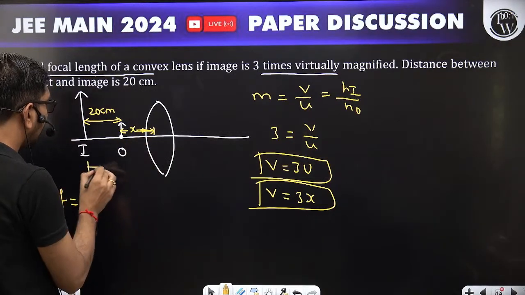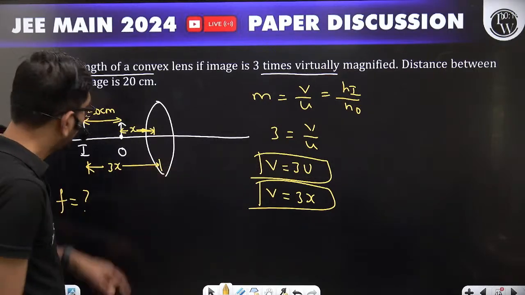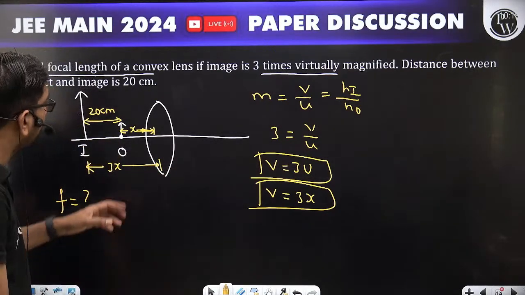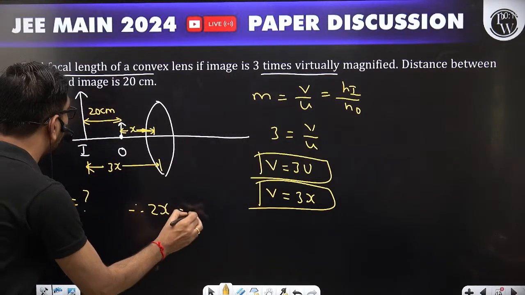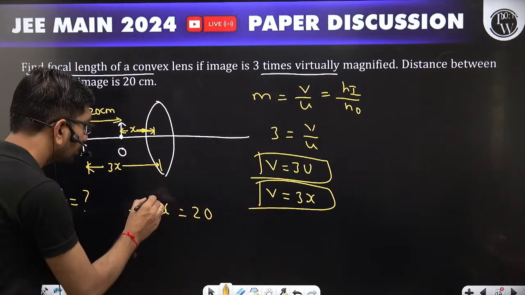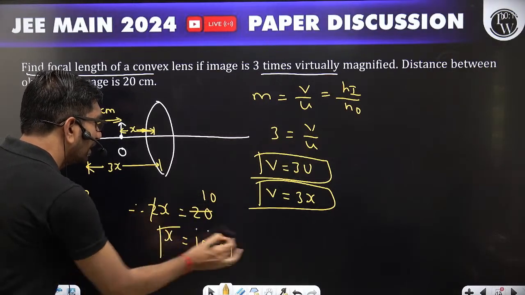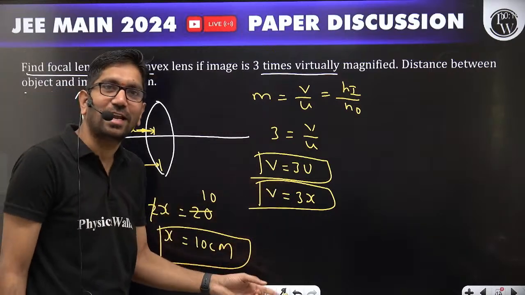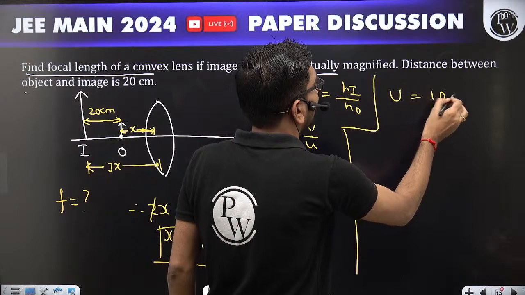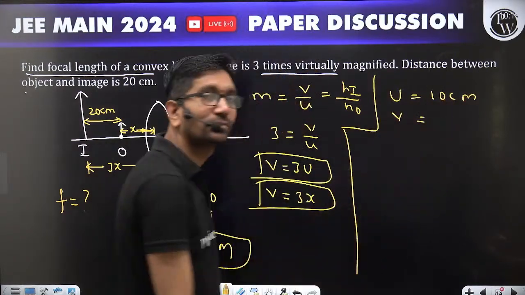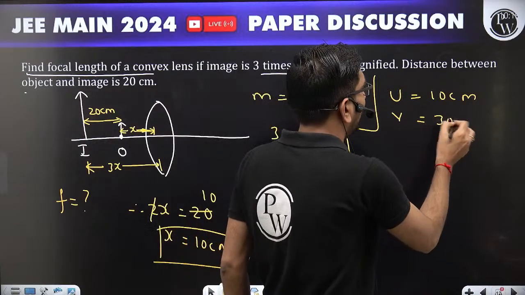Now, this V value becomes what? 3X, am I right? So from this diagram, it is confirmed that the 2X value is what, beta? Therefore, 2X value becomes 20, right? X value, what you got? 10 centimeter. If X is 10, then the object U value is 10 centimeter. The V value is what? It is 3X, so 3 into 10, it is 30 centimeter.